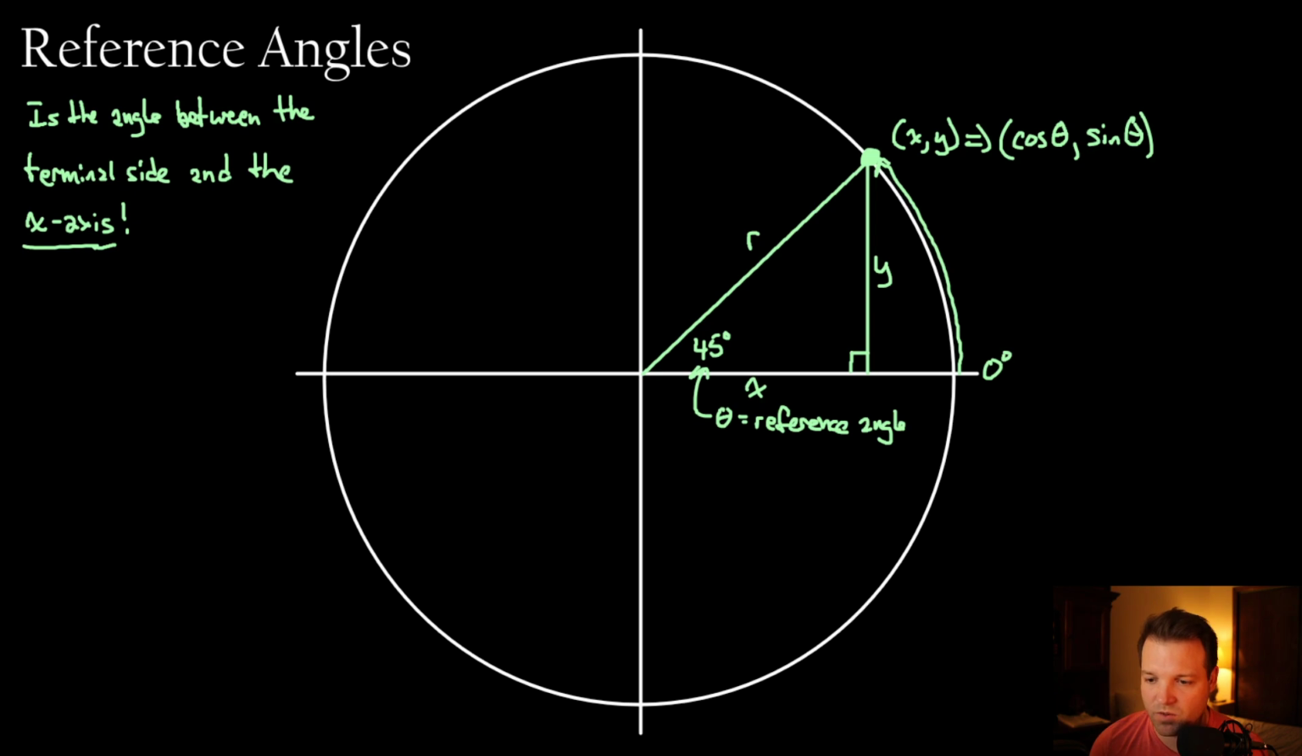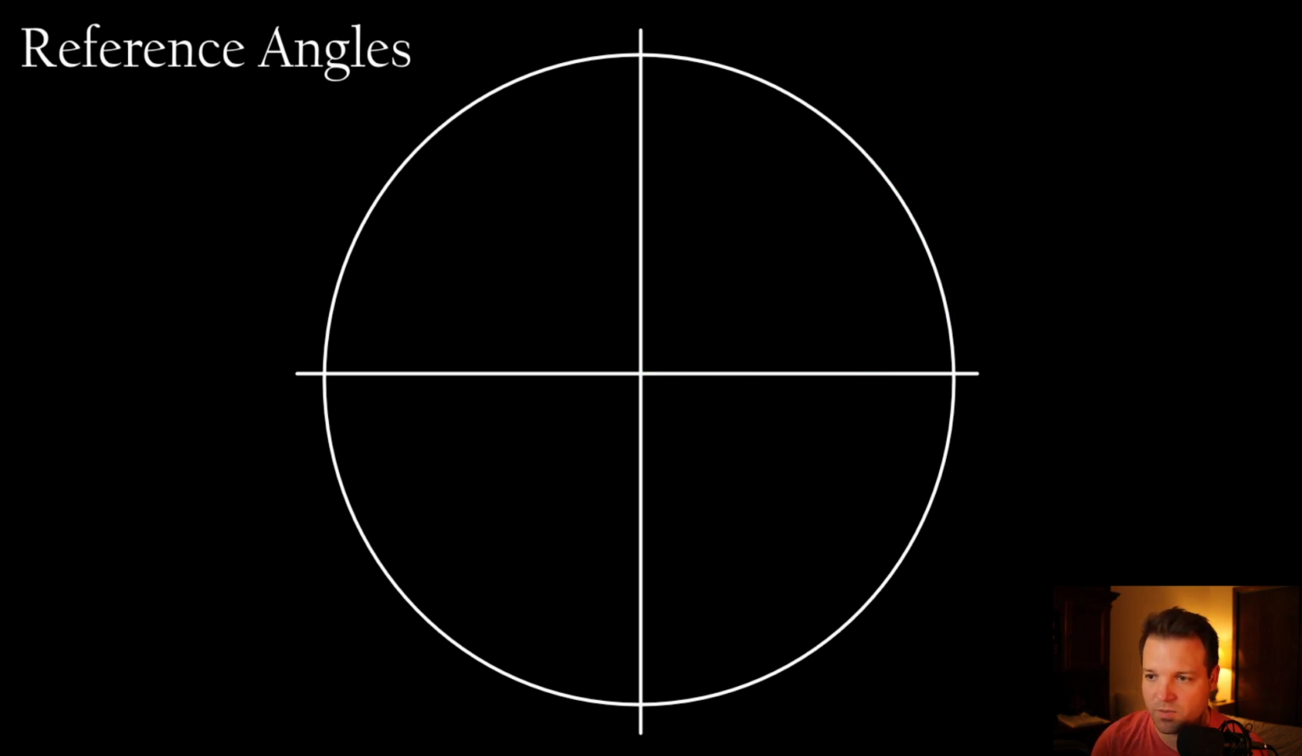I'm going to remove that, and let's put in a new example. In this case, I am going to, again, start at 0 degrees, and I am going to go, let's say, 150 degrees. Just thinking off the top of my head here. So I'm going to start here, go up to 90 degrees, and then go to approximately 150 degrees. I'm going to draw this terminal side. If this angle were our reference angle, then it would be 150 degrees.